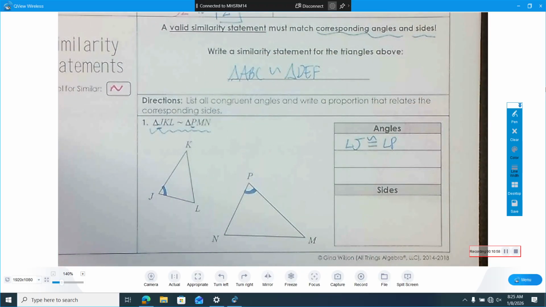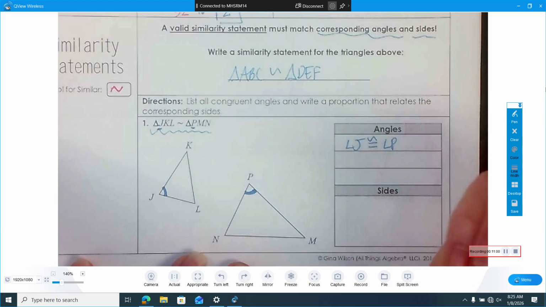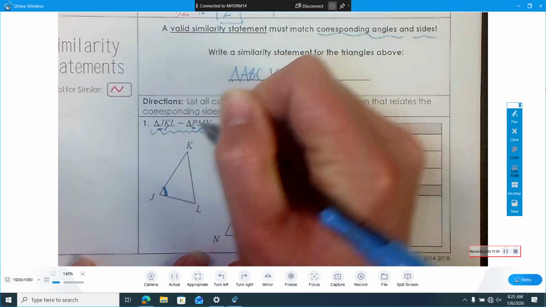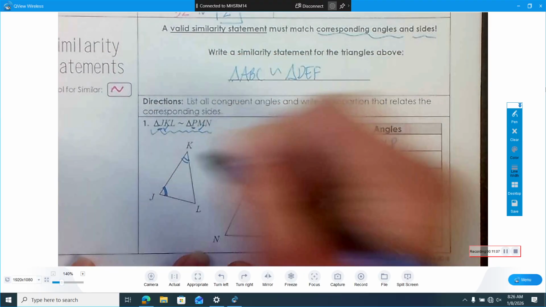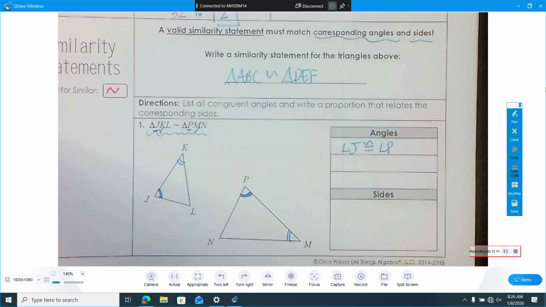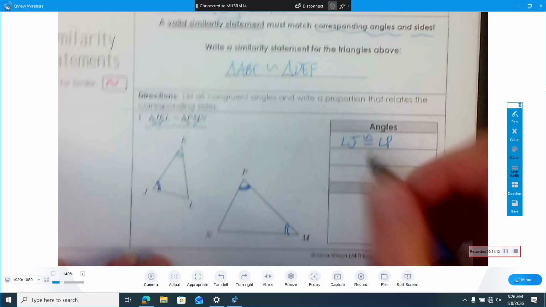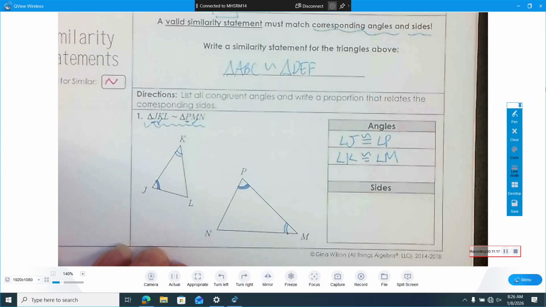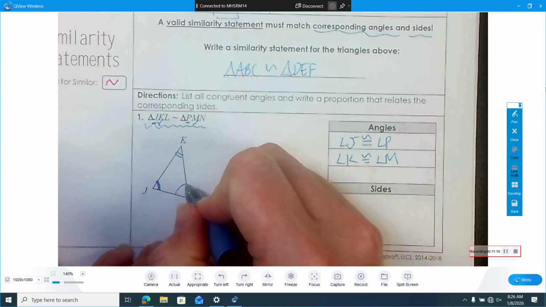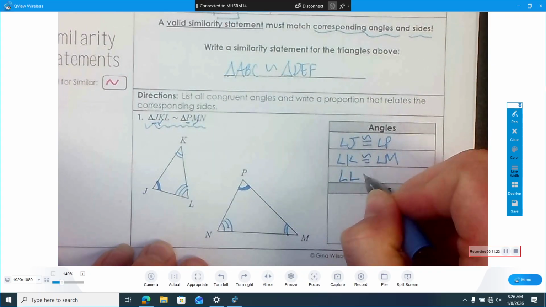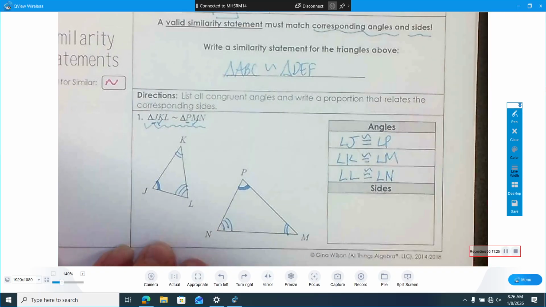All right, what else is congruent? Angle K is congruent to angle M. And lastly, angle L is congruent to angle N.